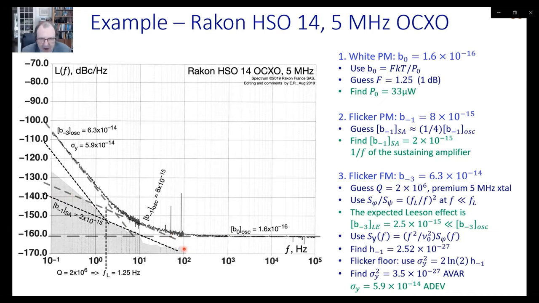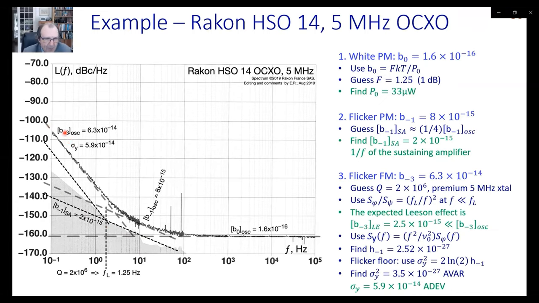So at this point, I remember that an amplifier is needed at the output, a buffer is needed at the output to separate them and to isolate the output from the oscillation loop. So if I assume that there are three stages, buffer and only one stage sustaining amplifier, I just guess that the noise of the sustaining amplifier is 1/4 of that. So it is clear that the Leeson effect can be seen here, and it is hidden by a different phenomenon. And this different phenomenon is the flicker fluctuation of the resonator.